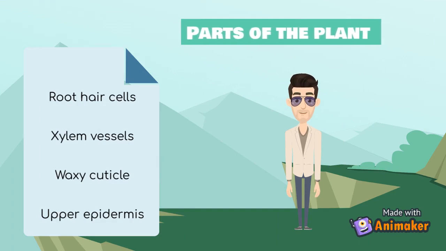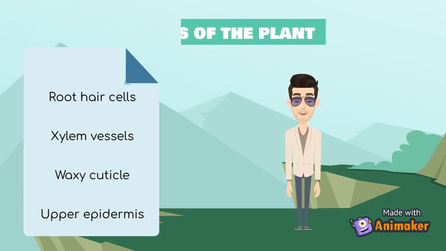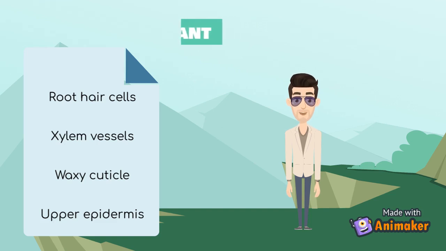Now, let's talk about the various parts of the plant and how they are adapted to aid photosynthesis. First of all, root hair cells and xylem vessels. Root hair cells uptake water and other necessary minerals which are transported around the plant via the xylem vessels. A root hair cell has a long tubular extension that helps to increase its surface area. On the other hand, xylem vessels have a chemical called lignin to help strengthen their walls, and their cytoplasm has been removed to allow water and minerals to pass through.